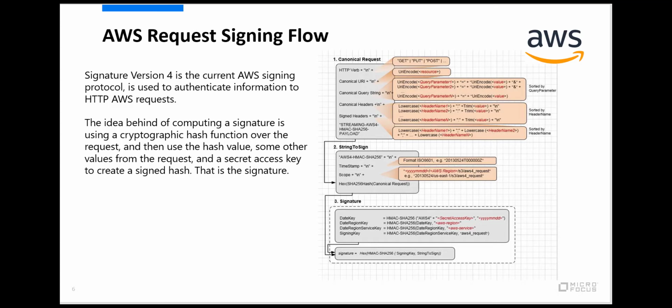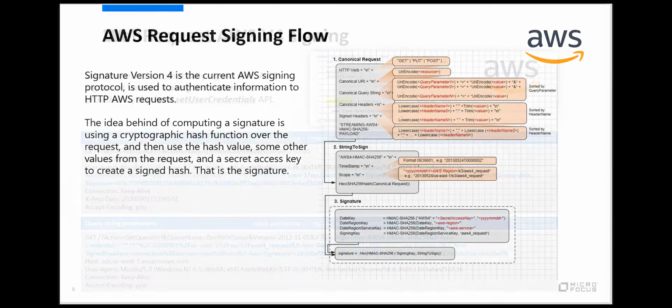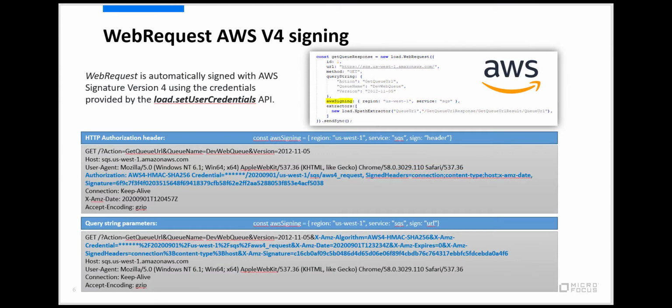To sign a request, you first calculate a hash value of the request. Then you use that hash value, some other information from the request, and your secret access key to calculate another hash known as the signature. To simplify client-side scripting, the signing process is done automatically by the DevWeb engine. All that is needed is to specify the AWS object on a web request and provide the AWS credentials by passing the AWS authentication object to the setUserCredentials function.